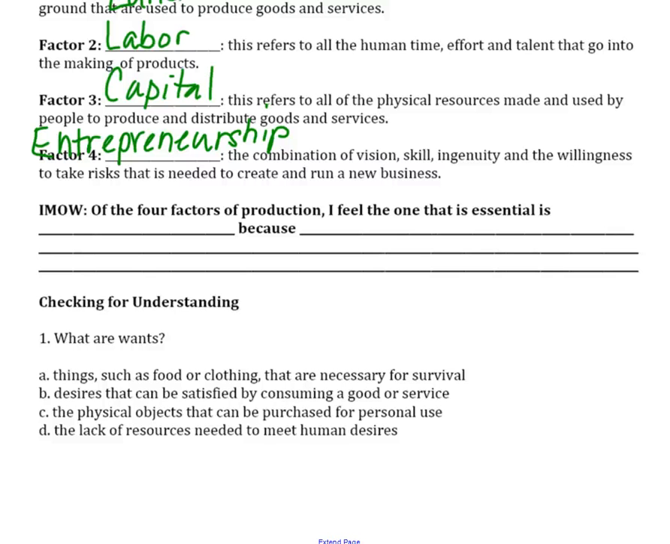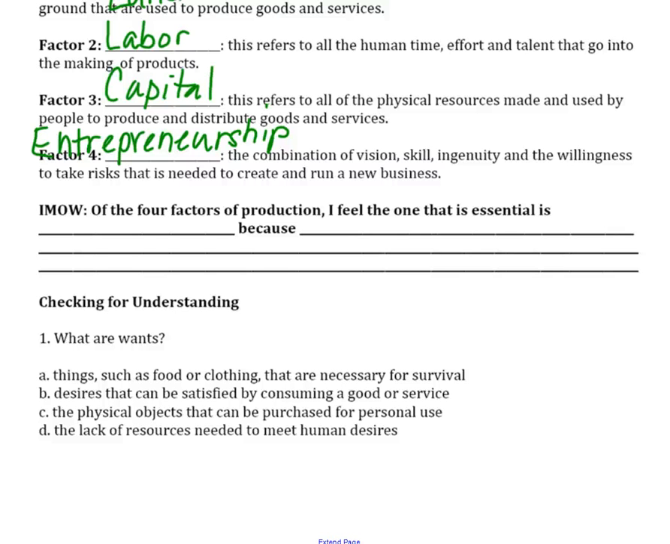So of the 4 factors of production, do you feel like there's one that's more important than the other 3? And then tell me why. So why don't you go ahead and pause, write your answers down, and come back. All right, welcome back. Hopefully you were able to choose one and then tell why that one is the most important. And there's no right or wrong answer, it's just whether you were able to justify your answer or not.